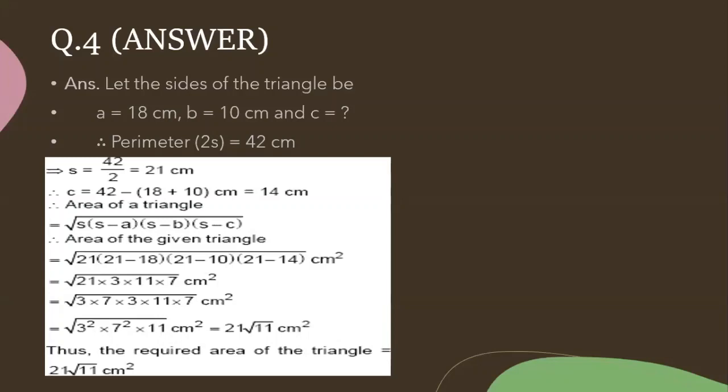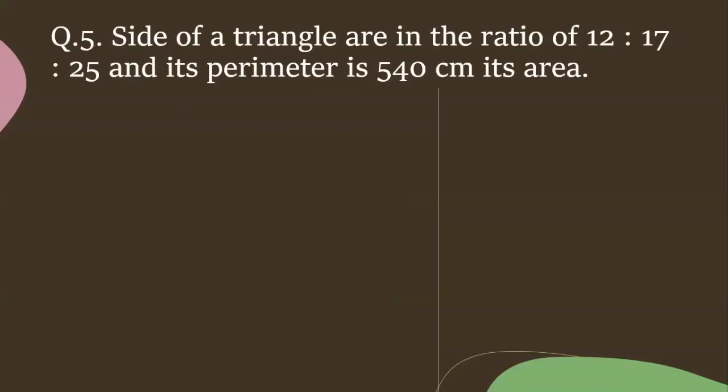Guys, there are 6 questions. The first 2 I have done in the previous class, and the next 2 I gave as homework. Now we'll discuss 5th and 6th question. Am I clear, children? Okay, 5th question. Sides of triangle are in the ratio of 12:17:25, and its perimeter is 540 centimeter. Find its area.